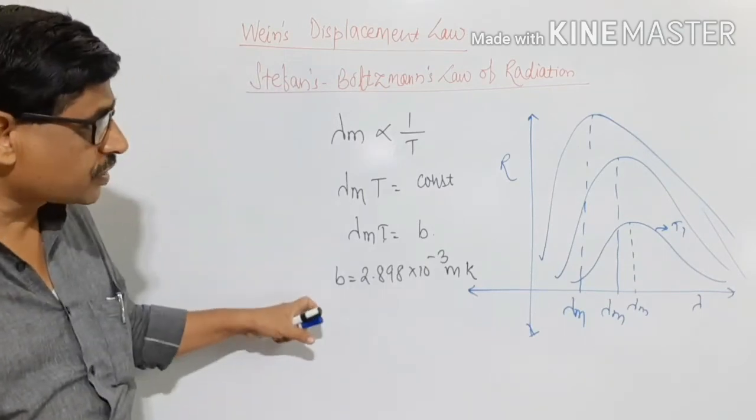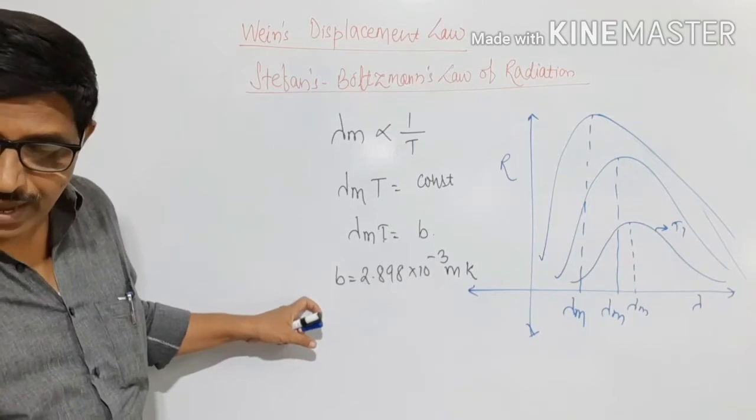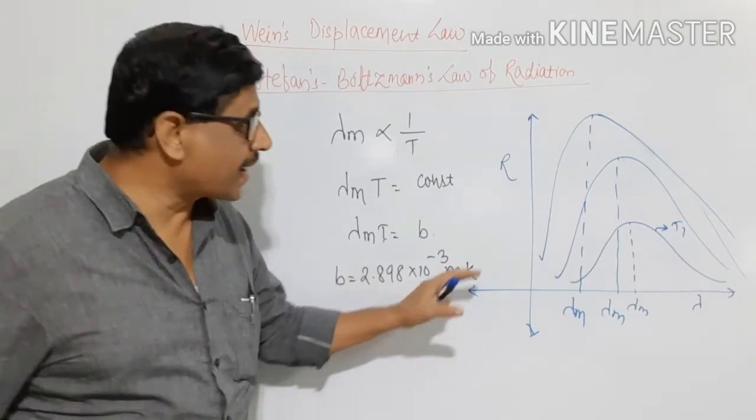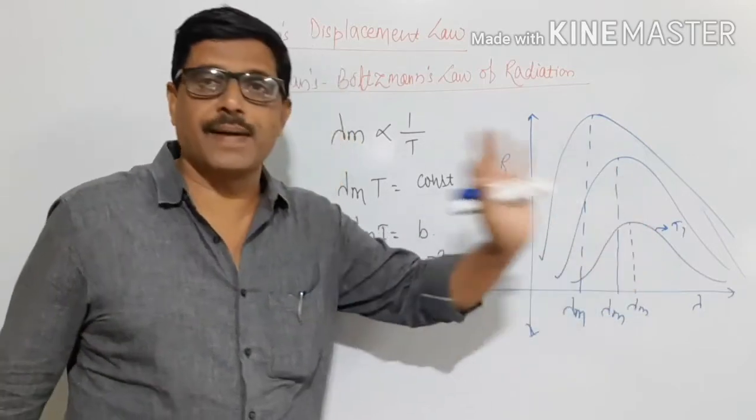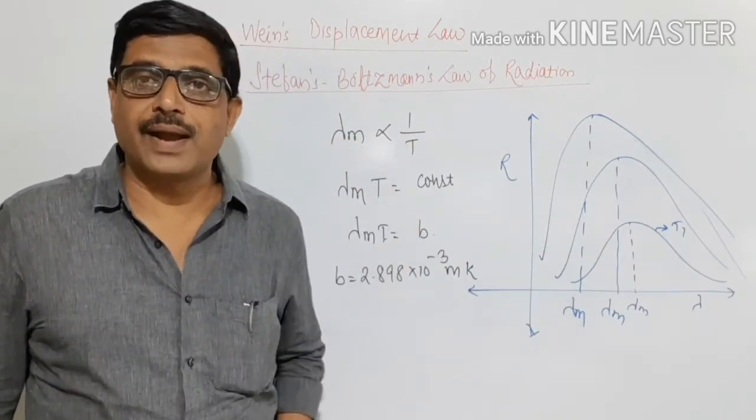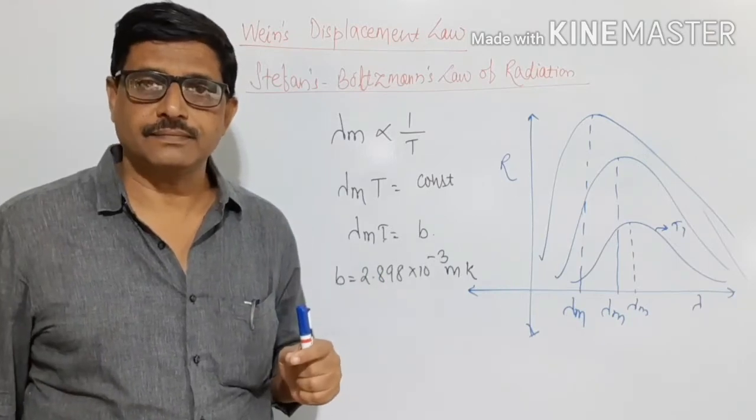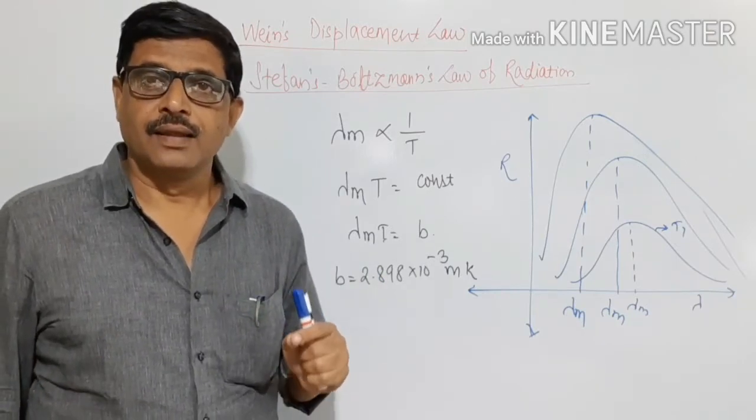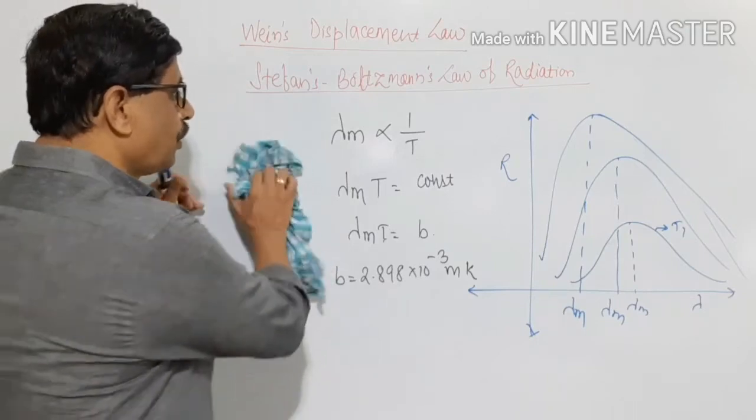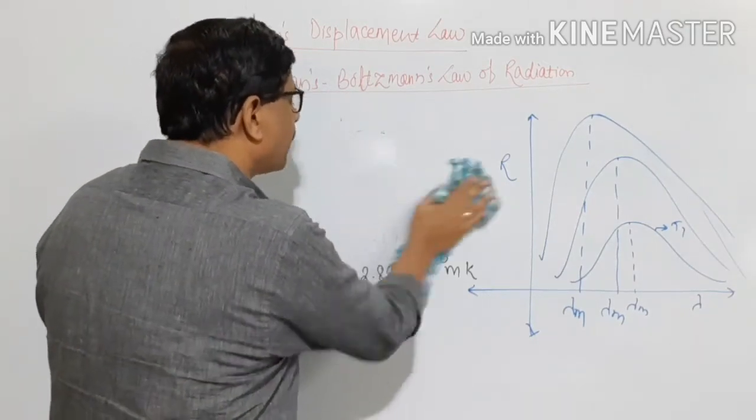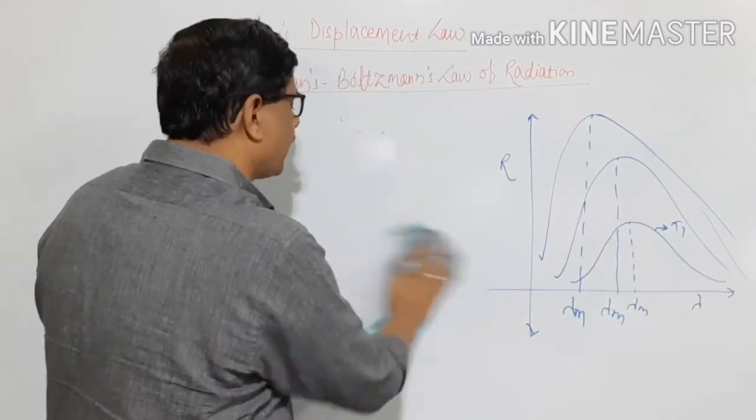Now, this Wien's displacement law is able to prove the facts that have been observed by the experiment performed by Lummer and Pringsheim. Now, with this, we come to know a few facts about black body radiation.